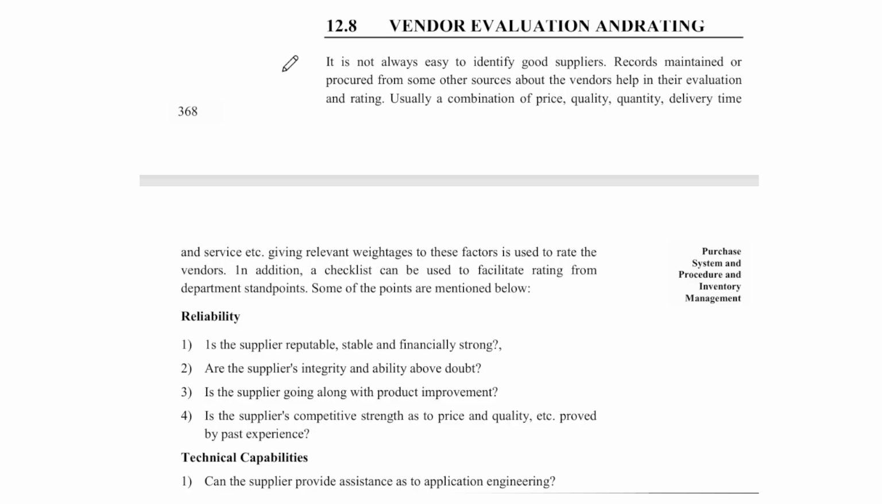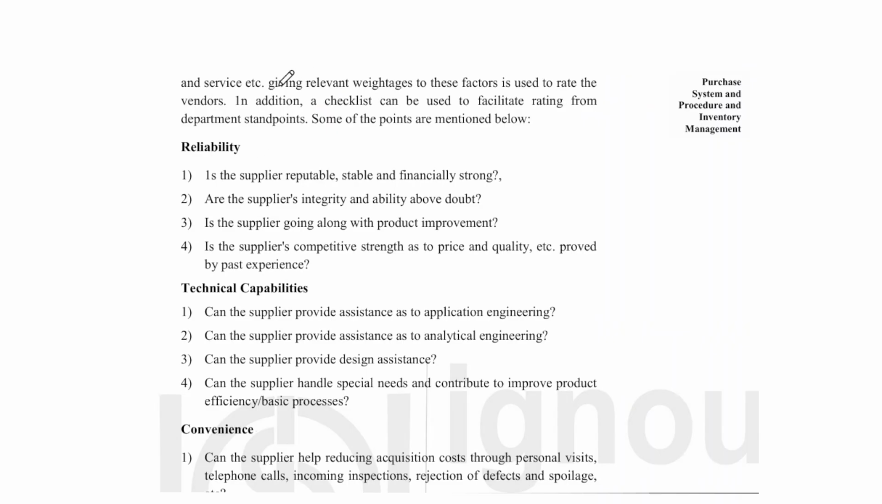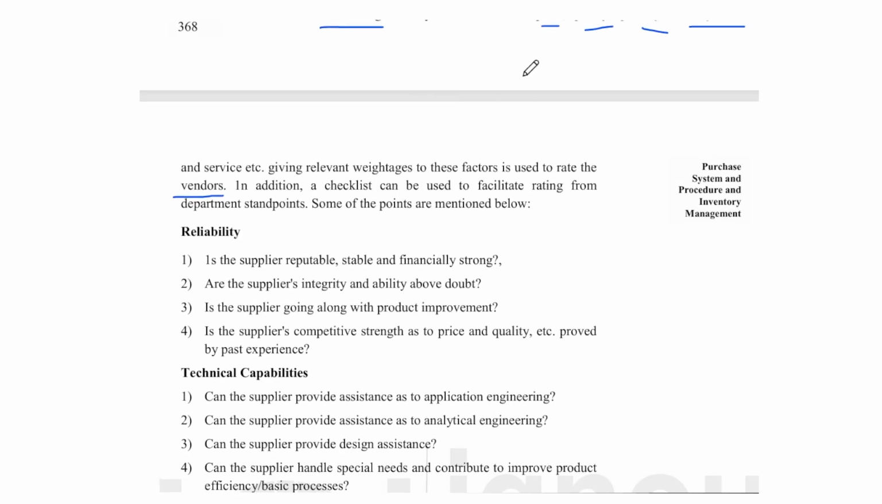Okay. So it is not always easy to identify good suppliers, and records maintained or procured from other sources about the vendor help in their evaluation and rating. Usually a combination of price, quality, quantity, delivery time and service etc., with relevant weightage given to these factors, is used to rate the vendor, right? So these are the main factors.